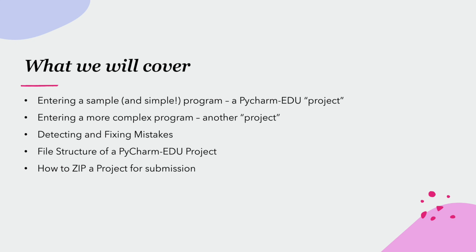We'll learn how to detect and fix mistakes that we might have made. We'll have a look at the file structure of a PyCharm EDU project. And finally, how we would zip a project for submission. And we'll actually look at how to zip a couple of projects together as if they were an assignment. So, let's get started.